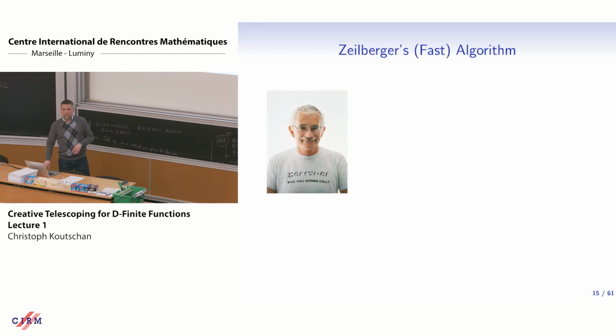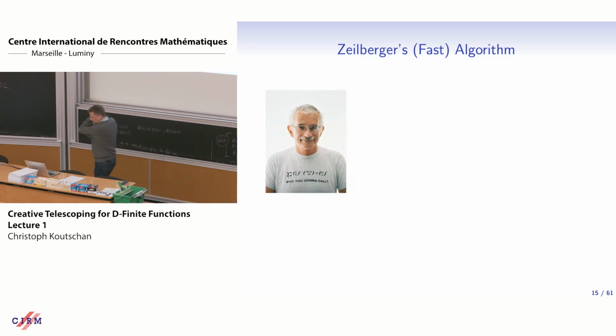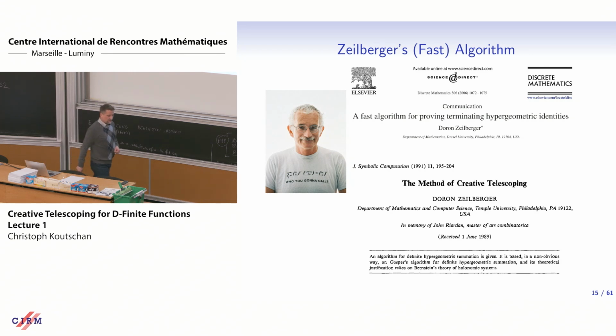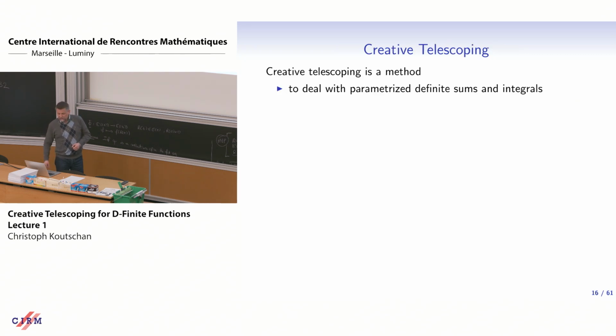Now let's really come to Zeilberger's algorithm. Here's a picture of Doron Zeilberger with his favorite T-shirt, where he writes such an identity. And here are two of the main papers where this theory is explained: A fast algorithm for proving terminating hypergeometric identities, and The method of creative telescoping. So this I want to discuss in the next few minutes.